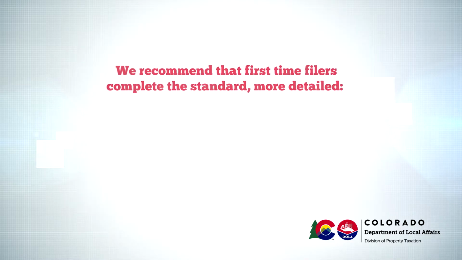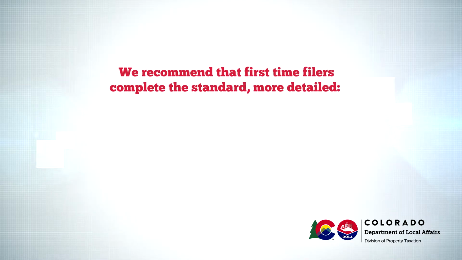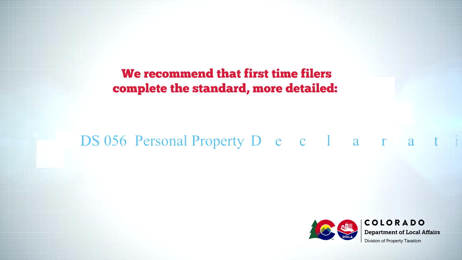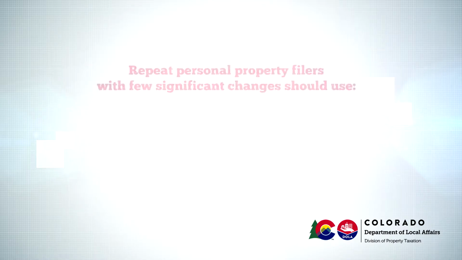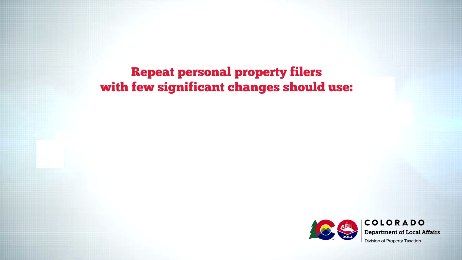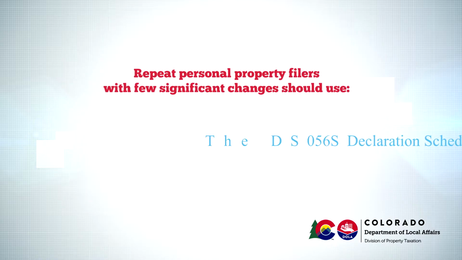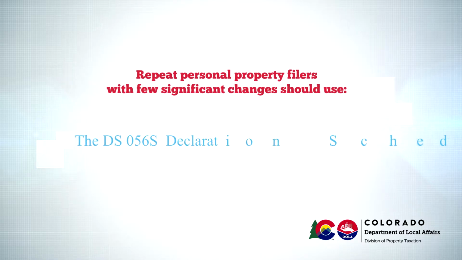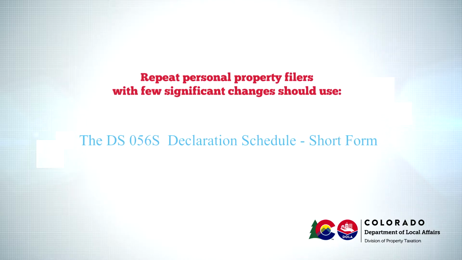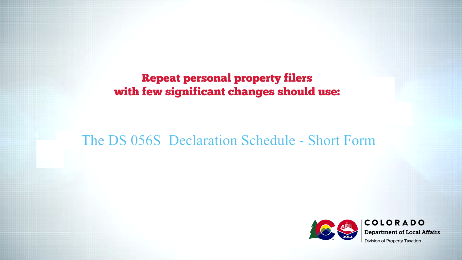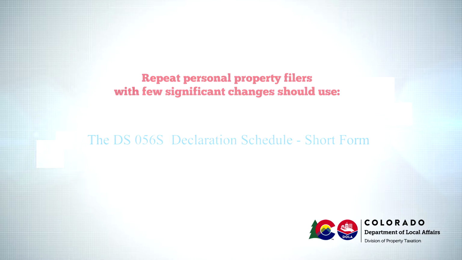We recommend that first-time filers complete the standard, more detailed DS-056 Personal Property Declaration Schedule. Repeat personal property filers with few significant changes should use the DS-056S Declaration Schedule short form, as it provides a more efficient filing tool. Following the owner's initial filing year, the assessor should have most of the detailed information captured in their personal property records.